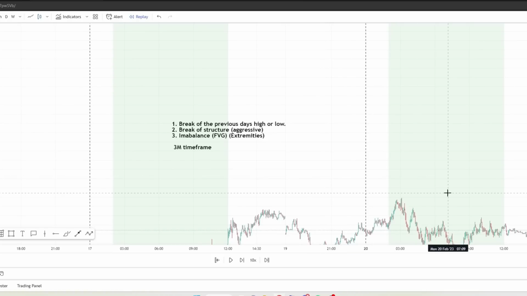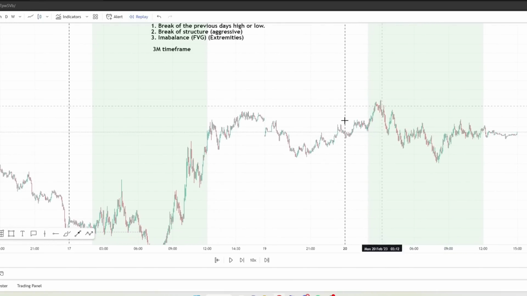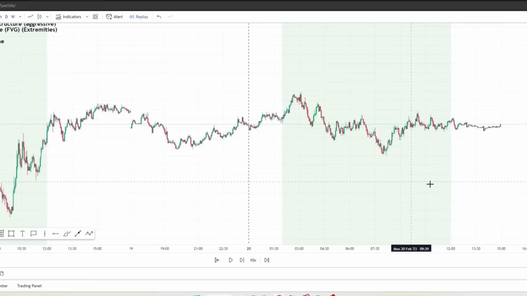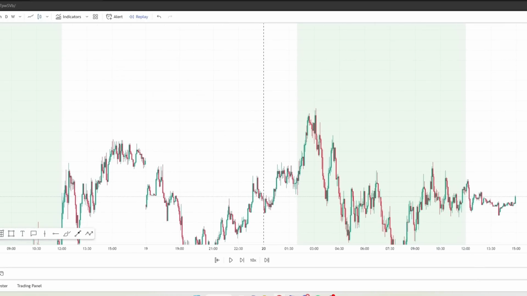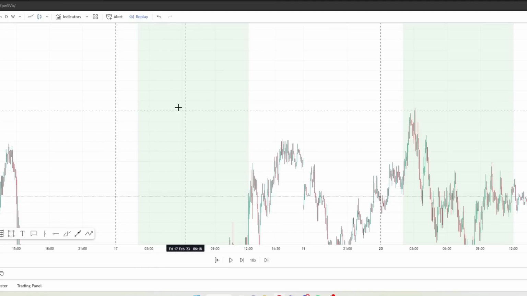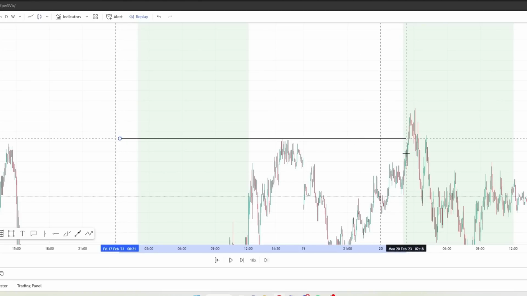So yeah, let me just show you some examples of this. So this was actually today. There was actually a really good trade. So previous day, okay, between this is midnight of previous day and this is midnight of today. This is the highest point, right? Okay.